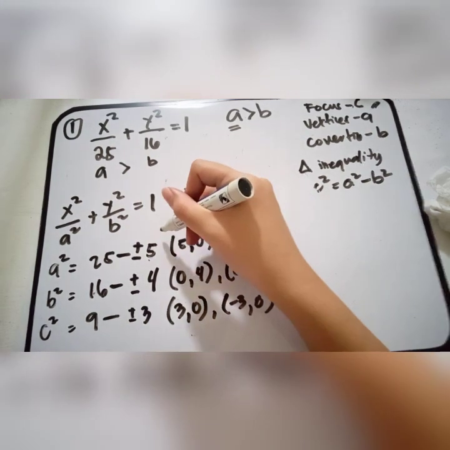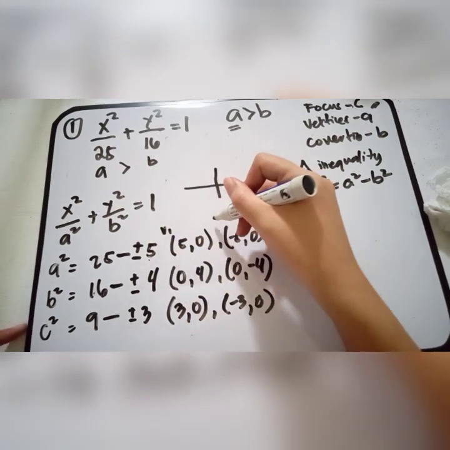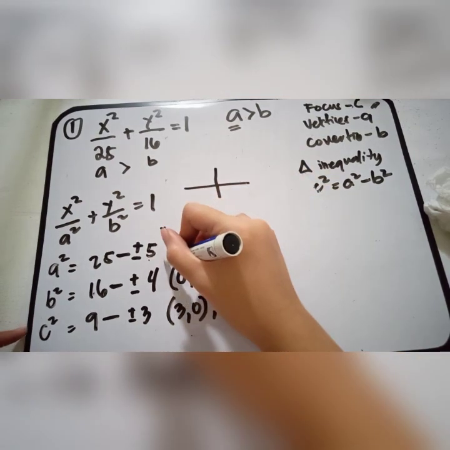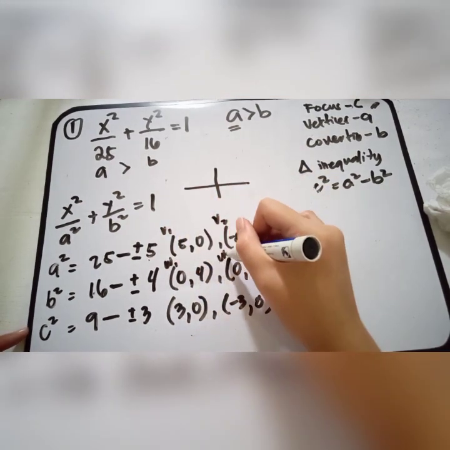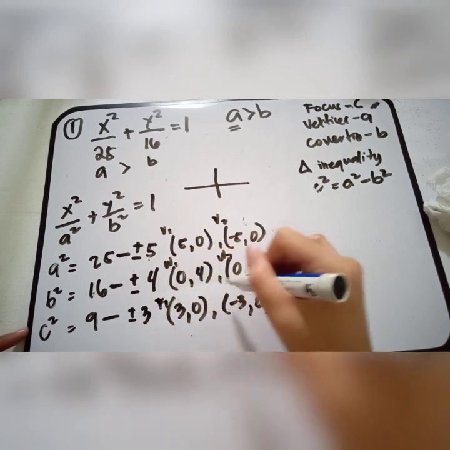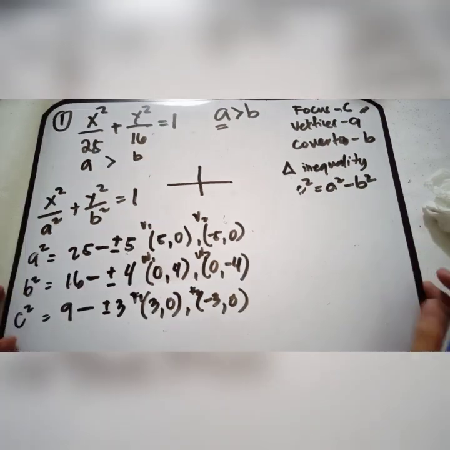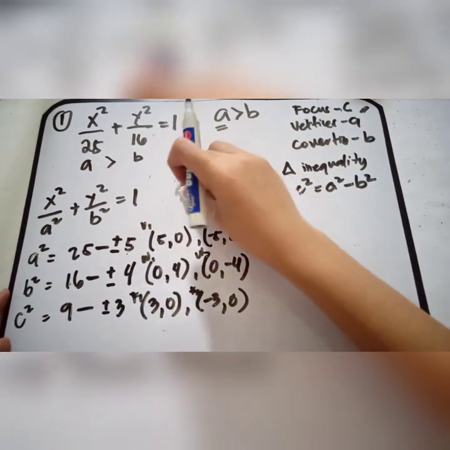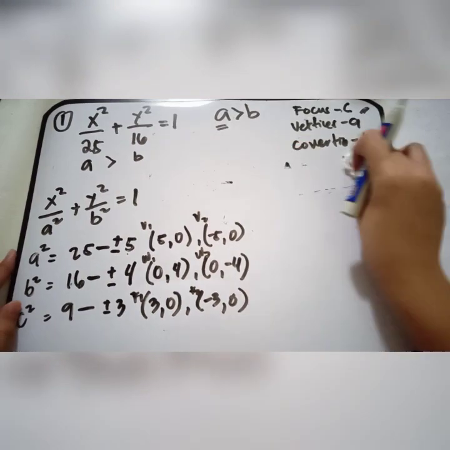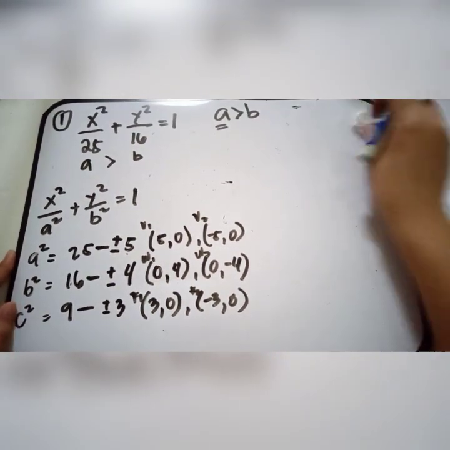So this is vertex 1, vertex 2, co-vertex 1, co-vertex 2, focus 1, focus 2. Okay, let's graph to understand better. Let's erase this so there is more space.